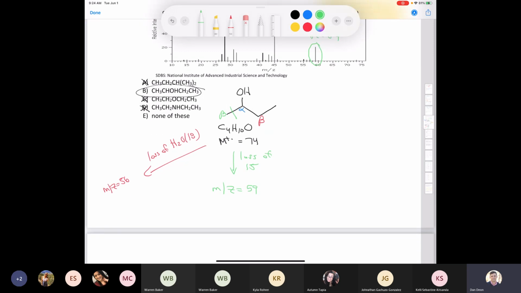If I cleave the one that's in red, so I'll use the red pen again over here, if I cleave right here, it's going to be a loss of 29.